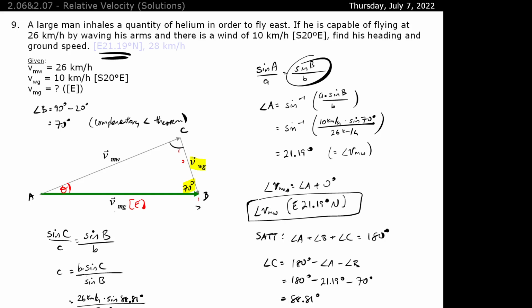kilometers per hour, and that is how fast his land speed is. So this is velocity of the man to the ground. Again, he was traveling in the east. We knew that already. And that is our final answer, 28 kilometers per hour when you round. Okay, which is equal to, I'm running out of space, 28 kilometers per hour towards the east. And we're done.